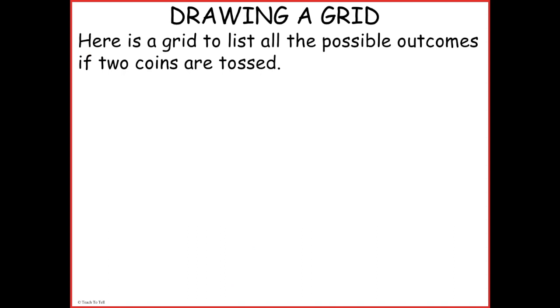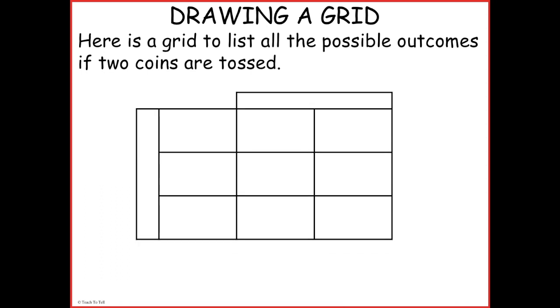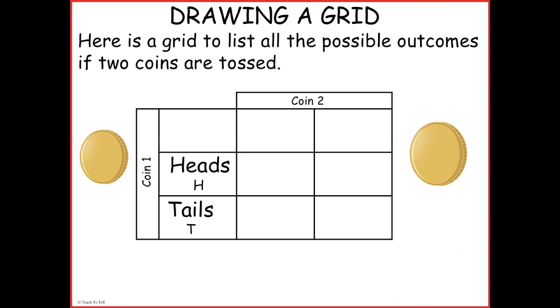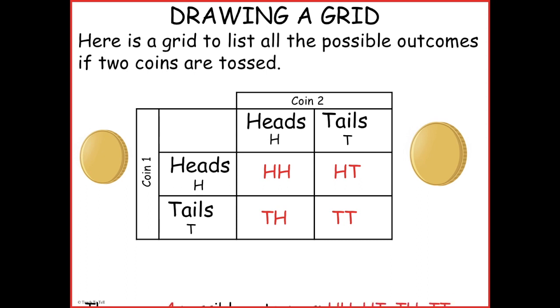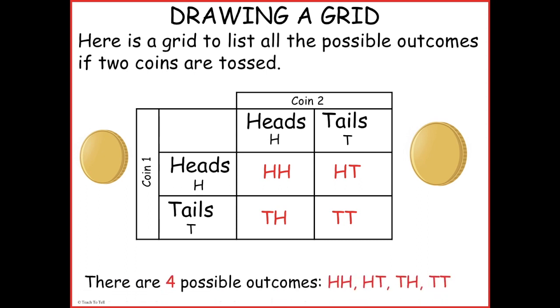Here's a grid to list all the possible outcomes if 2 coins are tossed. So I have my first coin, and I could get heads or tails, because that's how coins work, 2 options, and my second coin, of course, also has the same options. So if I toss them, I could get heads, heads, heads and tails, tails and heads, and both tails. I see 4 possible outcomes in the chart.